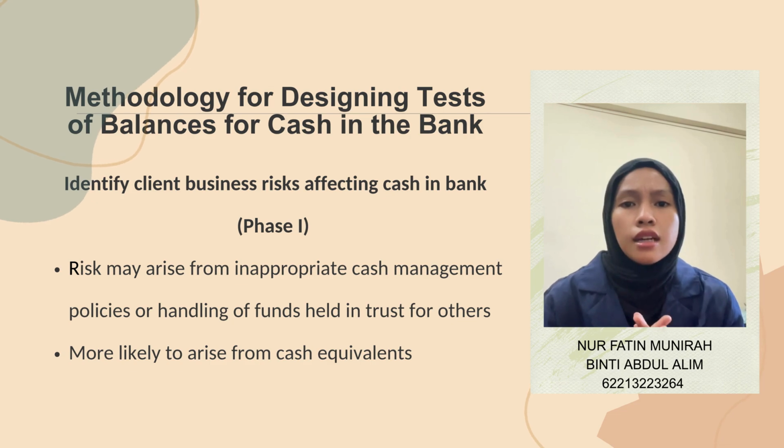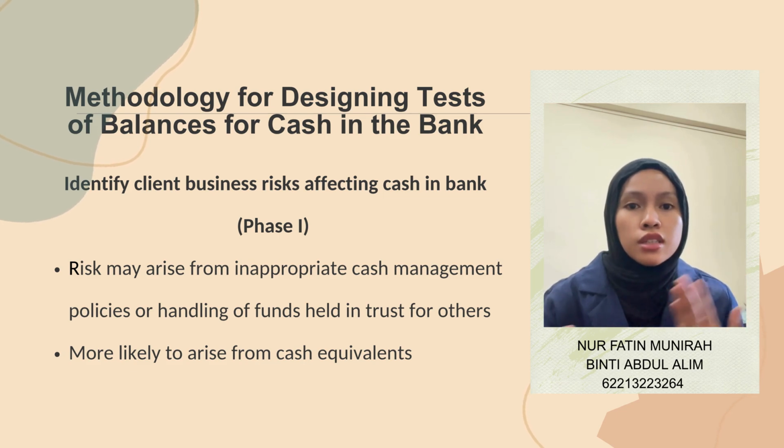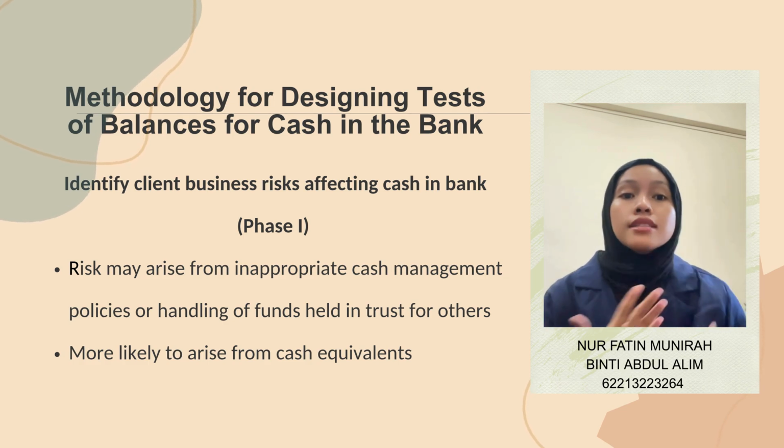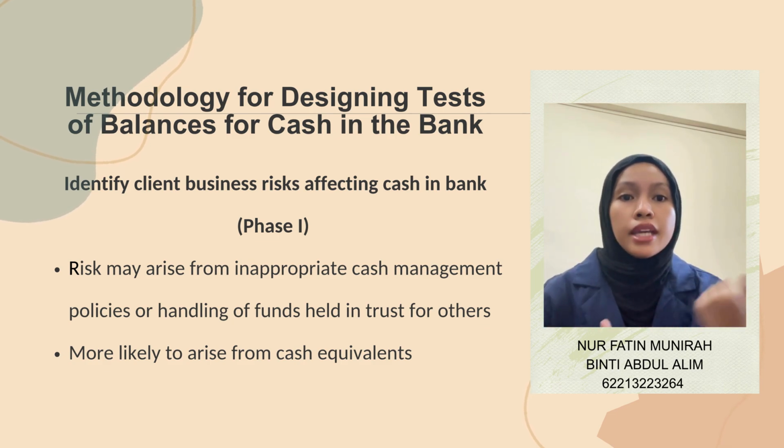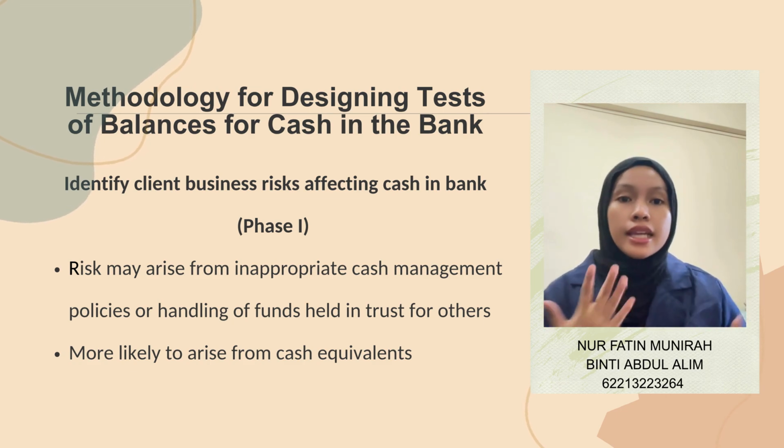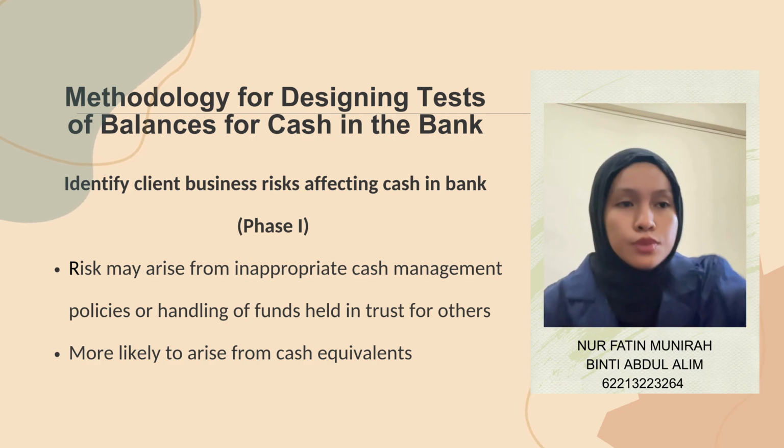The third one is a poor cash management policy, such as not segregating duties or failing to reconcile accounts regularly. This also raises red flags. As auditors, we need to understand the nature of the client's operations, their banking relationships, and any unusual cash activity that might indicate a potential issue.